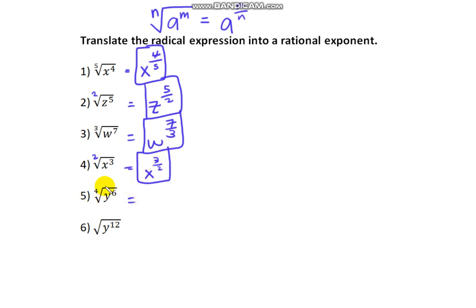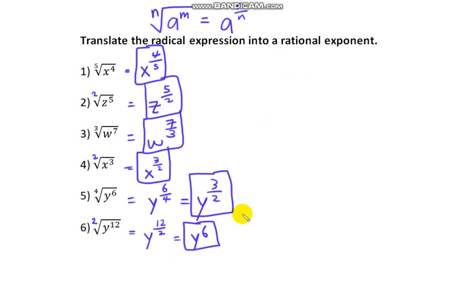This one is interesting, so same idea. This one is y raised to 6 over 4, and the reason why I said this one's interesting is you can actually reduce this fraction. 6 over 4 is the same thing as 3 over 2. 6 divided by 2 is 3, 4 divided by 2 is 2. And this one, assume that there's a 2 here. So this is basically y raised to the 12 divided by 2. So this can actually be rewritten as y raised to the 6th power. It actually wouldn't be a rational exponent, but this would be it in its simplest form, basically.